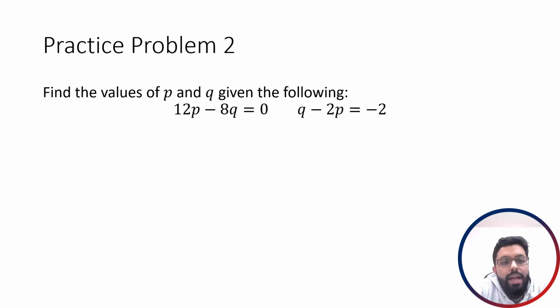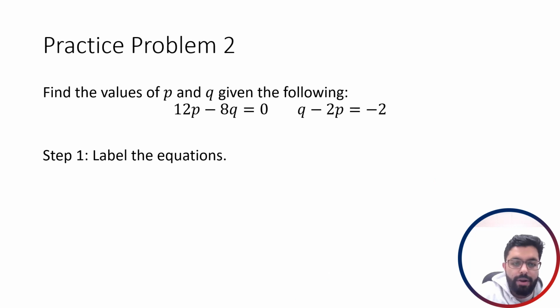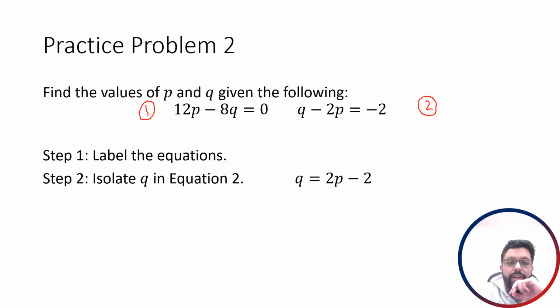All right, so now let's take a look at the solution to practice problem number 2. So step number 1, label the equations. So I'm going to grab my pen, and I'm going to say this guy over here is equation 1, and this guy over here is equation 2. There we go. Now I've decided that I'm going to isolate Q in equation 2, basically because it looks like the easiest, right? It's sitting there by itself. So I'm going to isolate Q in equation 2 by adding 2p to both sides.